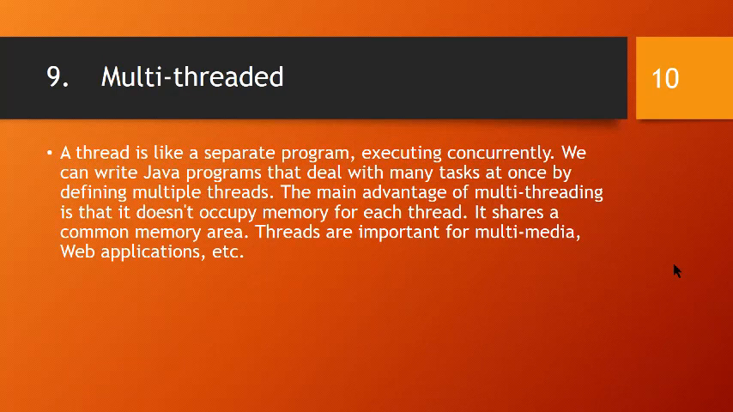One of the core features of Java is its multi-threadedness. Java is multi-threaded. A thread is like a separate program executing concurrently. We can write Java programs that deal with many tasks at once by defining multiple threads. And the main advantage of multi-threading is that it does not occupy memory for each thread. Rather, it shares a common memory area. Threads are important for multimedia, web applications, and a lot more applications.